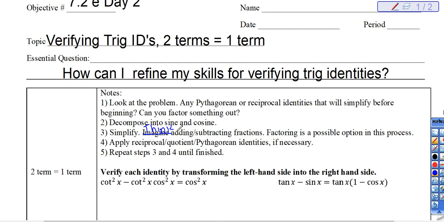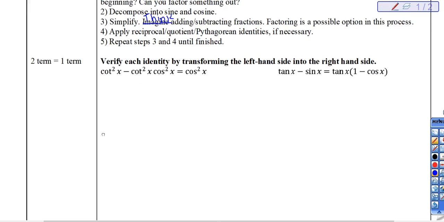Also, as a part of the simplification process, we didn't look at this yesterday because it didn't occur: factoring is an option. Then we'll apply any reciprocal, quotient, Pythagorean identities, not ideas, just like we did yesterday. But now these problems are a little more complex, so we might get stuck in a loop. Do step 3, then do step 4, then go back and do step 3, then go back and do step 4. So sometimes we have to repeat. All right, so we're going 2 terms to 1.